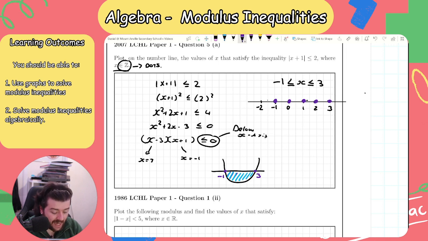And remember, x is an element of integers, so I'm using dots. If x was an element of real numbers, I'd be doing a big thick line, but in this case it's just dots.